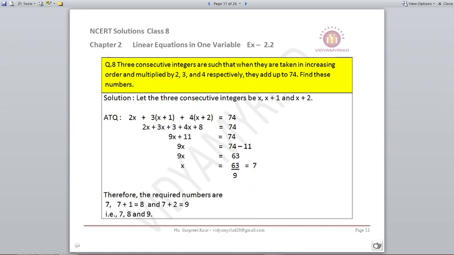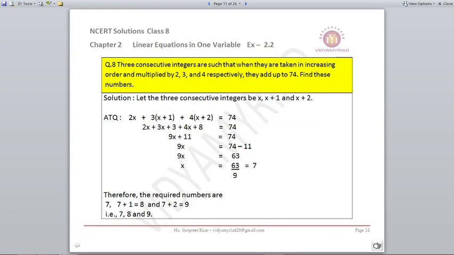Question number 8. Three consecutive integers are such that when they are taken in increasing order and multiplied by 2, 3 and 4 respectively, they add up to 74. Same way, what are the three consecutive integers we have just learned? x, x plus 1, x plus 2. Now they are to be multiplied with 2, 3 and 4 respectively. That means 2x plus 3 into x plus 1 plus 4 into x plus 2 is equal to 74. So 9x comes out to be 63, x comes out to be 7. So the required numbers are 7, 8 and 9.